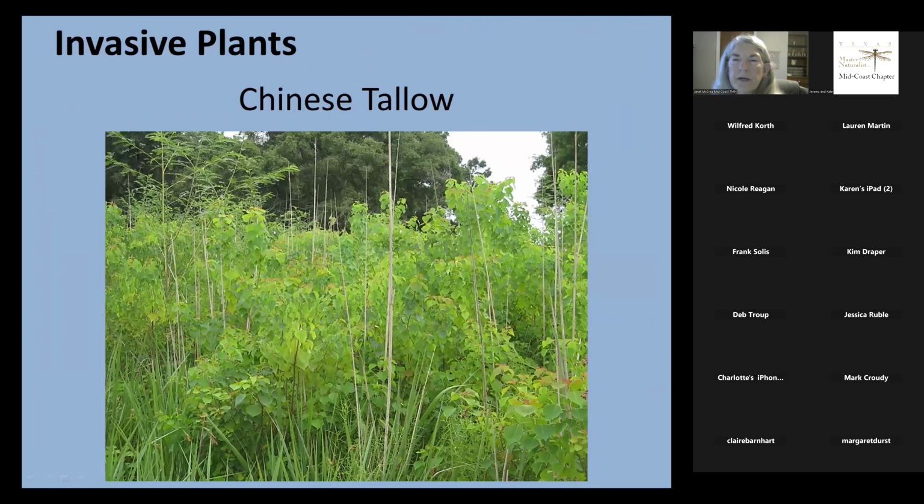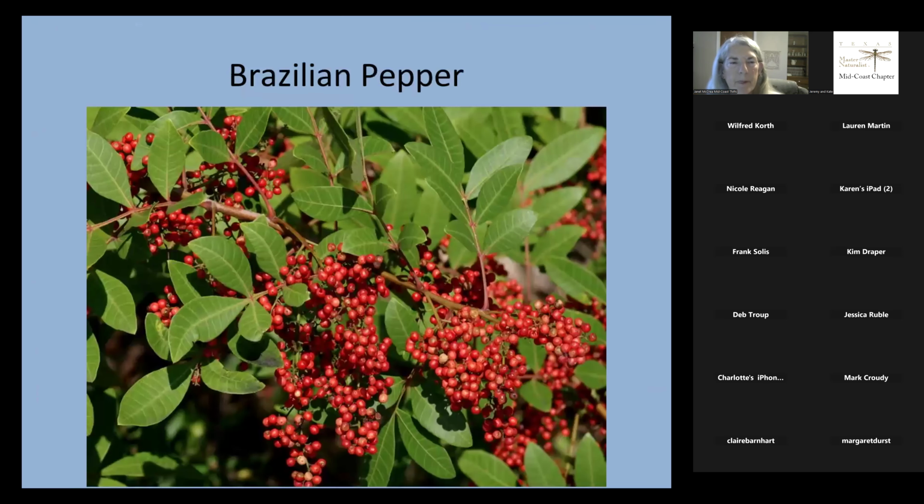And then some of the invasive plants, Chinese tallow. It's a pretty tree, and it gets this beautiful fall color, but it's very prolific, and it's just going to be everywhere. So my neighbor has one that comes up in my yard all the time. I'm constantly having to pull up the babies.